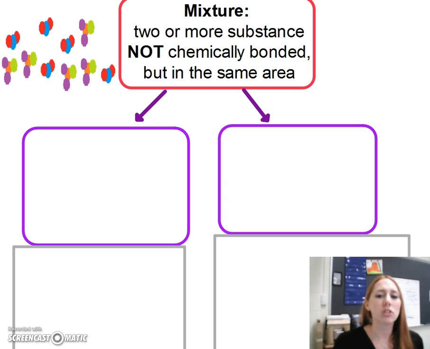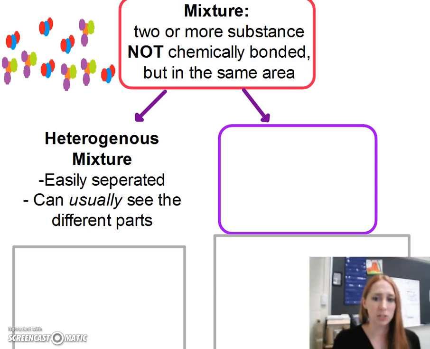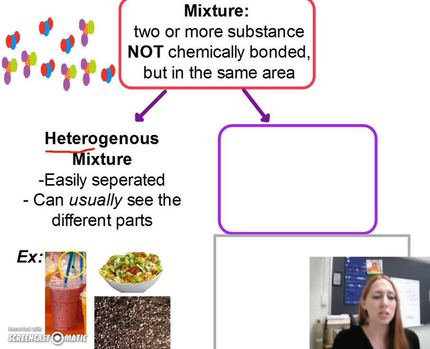Mixtures. Mixtures are 2 or more substances that are not chemically bonded, but they're in the same area. We've got 2 types. We've got heterogeneous mixtures. Hopefully you remember heterozygous from last year, meaning 2 different types of alleles. Heterogeneous means different types of substances. So they're easily separated. You can usually see the different parts. Those are things like smoothies, salads, dirt, things that can be easily picked apart.